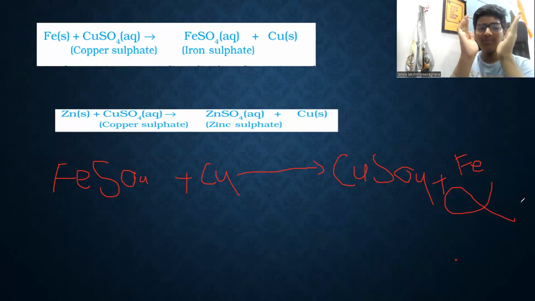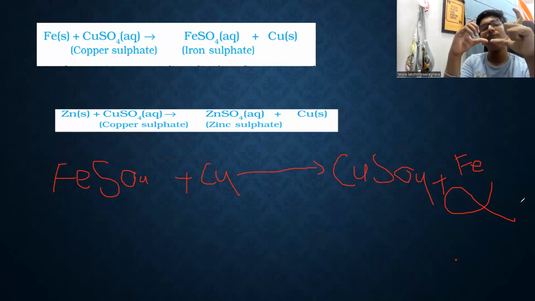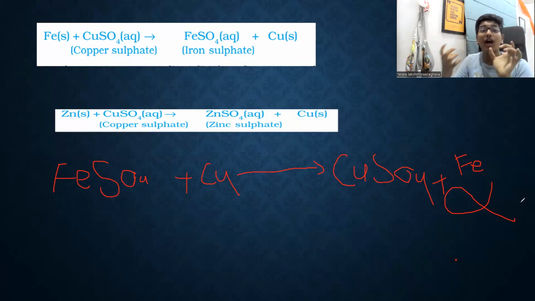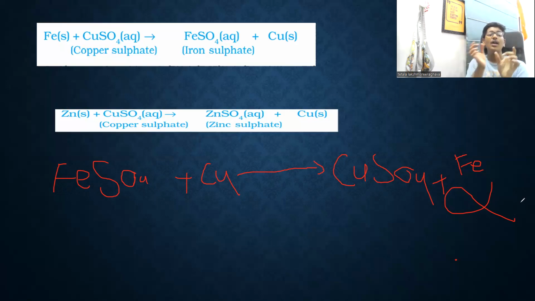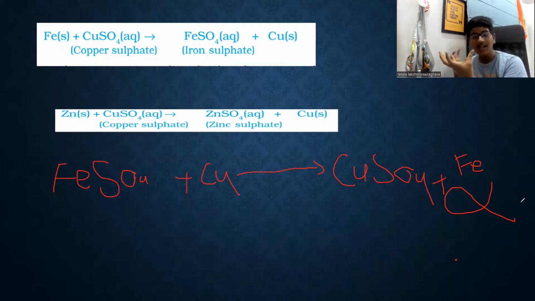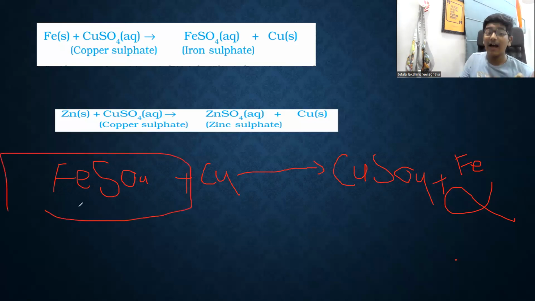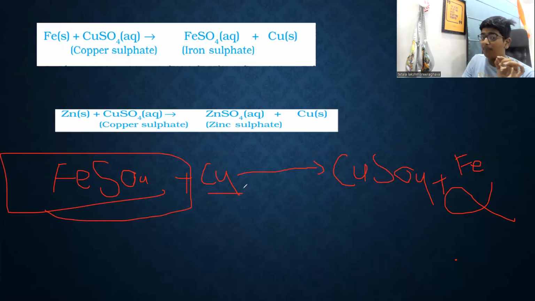So now remember, iron is placed above copper. So copper can't replace iron from its salt solution. I already said this before. A higher reactive metal will displace a lower reactive metal from its salt solution. So FeSO4 is the salt solution of iron, and copper is a low reactive metal compared to iron.